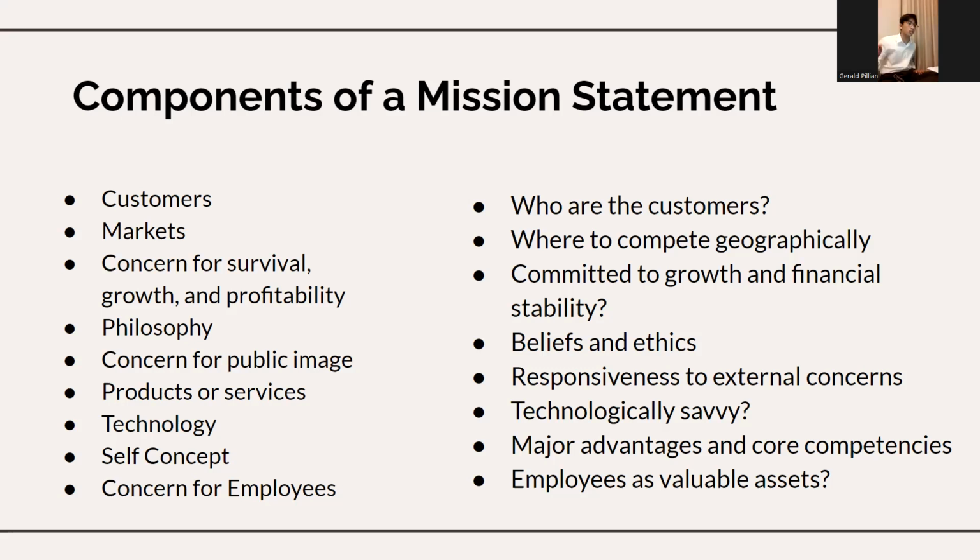So of course, on the left you see customers, and on the right it says who are the customers, who are your customers, who are you selling to? And then on the left there's markets, and on the right it's where you are, where you're positioned, and so on and so on. So you can take a read, but I'm not gonna spend too long on this. It should be enough. There's also self-concept, obviously, so the major advantages and core competencies of your organization.